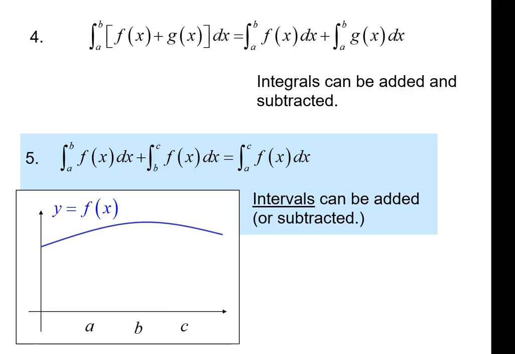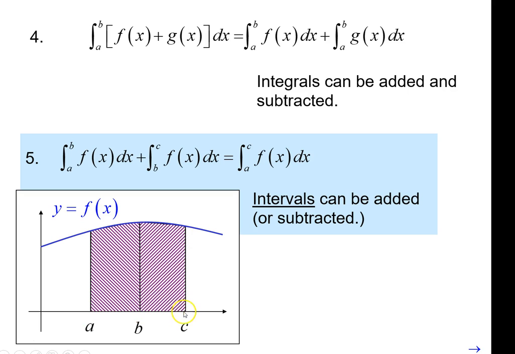This integral rule is actually quite important. It's kind of like the transitive property. It says if I have the integral of the function from a to b and I add that to the integral of the function from b to c, that can be combined as the integral of the function from a to c. And so if you look at a picture, this should kind of make sense. If the area under the curve from a to b is added to the area under the curve from b to c, that's equivalent to the area under the curve from a to c. So sometimes it helps to break up integrals this way.